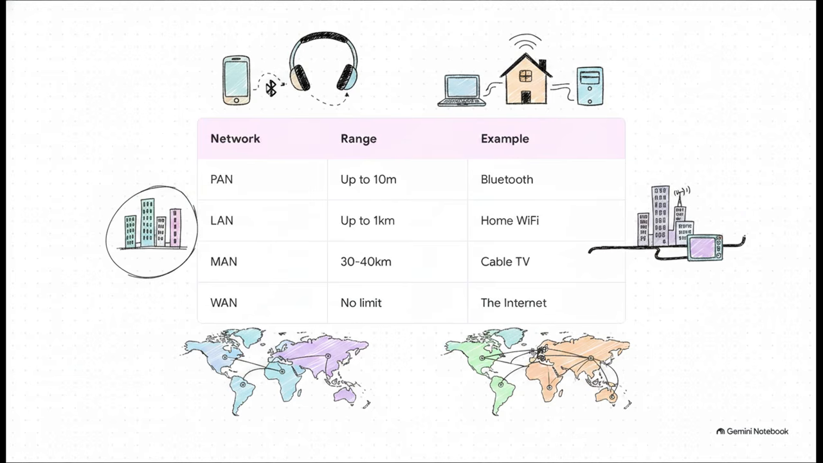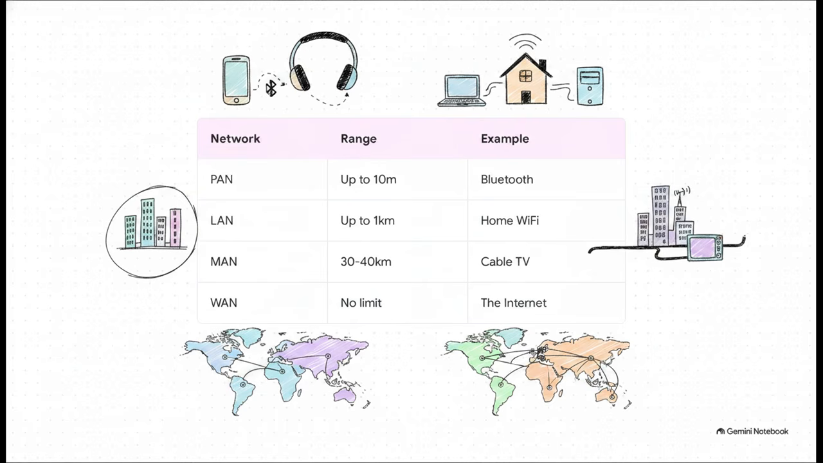It starts super small with a PAN, a personal area network, reaching maybe 10 meters. Think Bluetooth linking your phone to your wireless earbuds. Then we step up to a LAN, a local area network, covering up to a kilometer, like the Wi-Fi in your house. Next is a MAN, a metropolitan area network, spanning 30 to 40 kilometers for things like citywide cable TV.